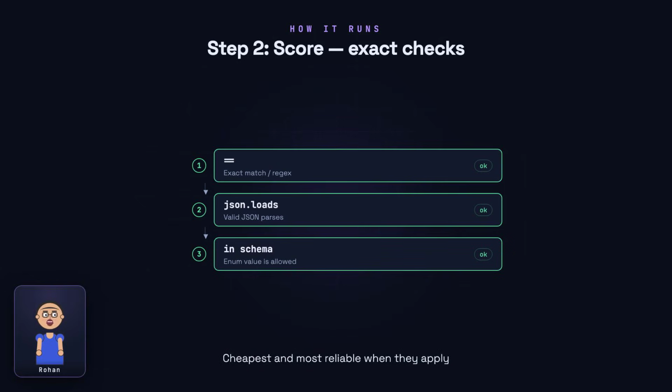Step 2. Scoring. Reach for the cheapest tool first. Exact, deterministic checks. Does the output pass as valid JSON? Does the chosen category belong to your allowed set? Does a required substring appear? These cost nothing, never flake, and catch a surprising number of real bugs.